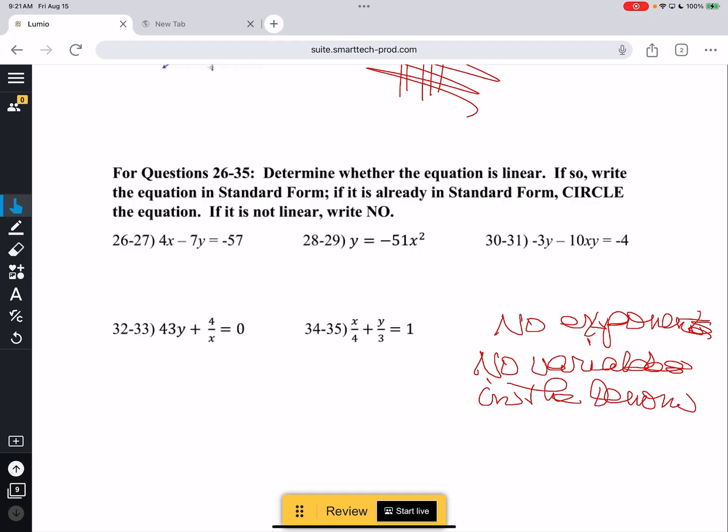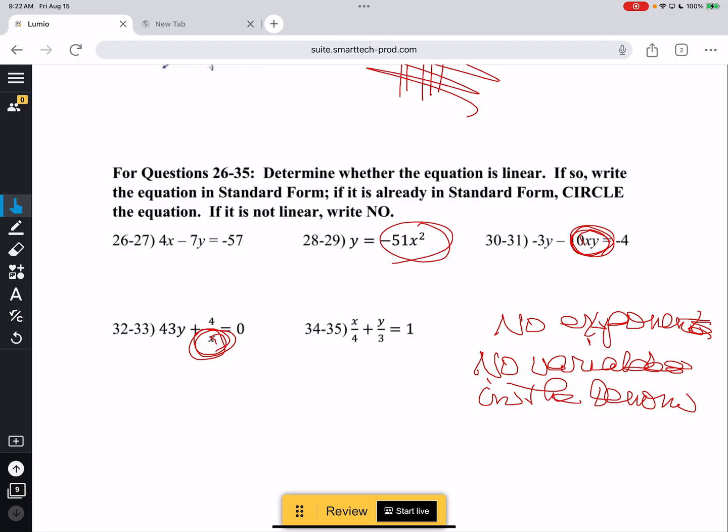Also, you cannot have variables that are multiplied by each other. You can have a 3x, but you can't have a variable multiplied by a variable. So would 26, 27 possibly be linear? Yes. What about 28, 29? No, because it has the exponent. 30, 31? No, x and y are being multiplied. 32, 33? No, because we have the x in the denominator. 34, 35? Yes, because we can clear. What would we clear by?